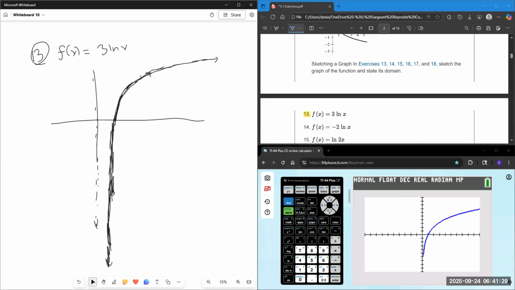Okay, so something like that. Let's look at number 19.